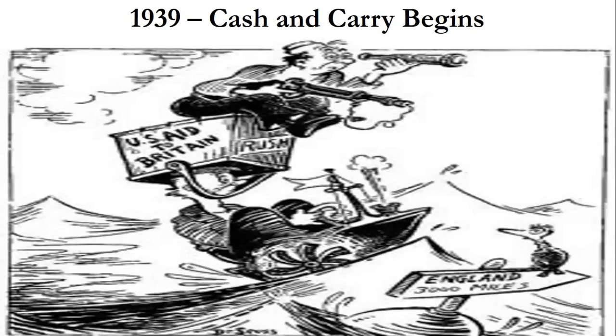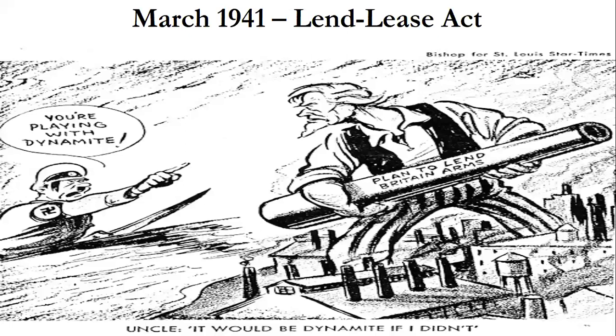But we do begin to support the Allied powers, which was France and Great Britain, by doing this thing called cash and carry. This was this idea that they could come pick up weapons from the United States and bring it back. This is going to advance even further in March of 1941 with the Lend-Lease Act.